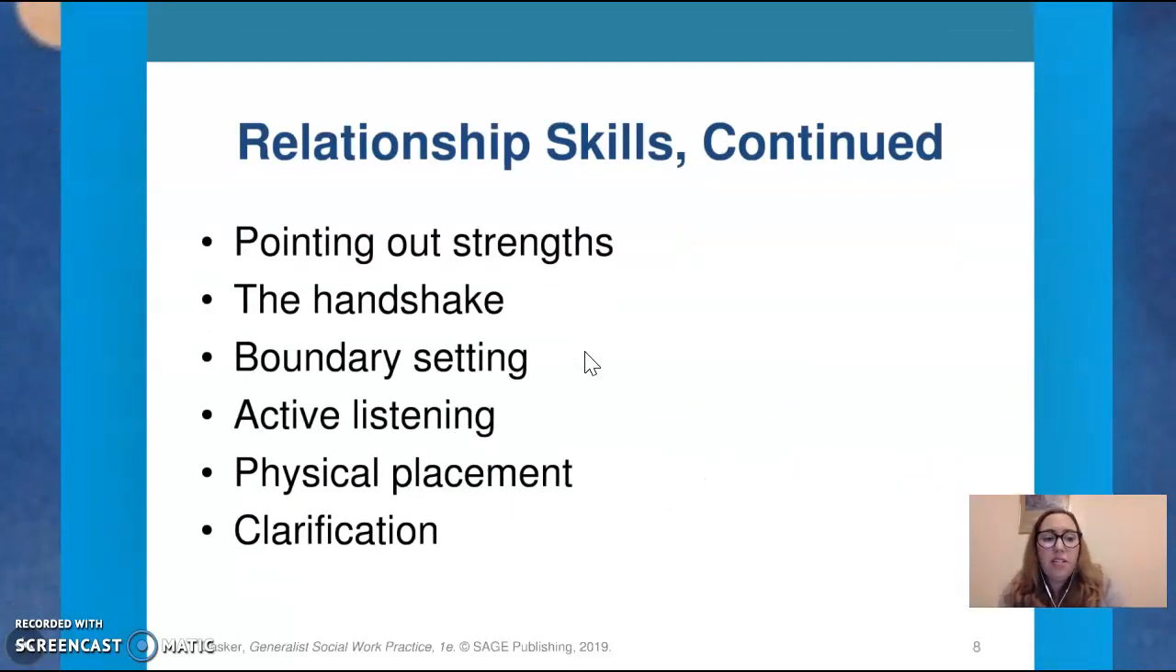We want to point out strengths every chance we get, right? And if you can't find any other strengths, just the fact that that person's there, even if they're mandated to be there, just the fact that they're there is a strength. Again, vulnerability is central. So pointing out strengths within that vulnerability is important.